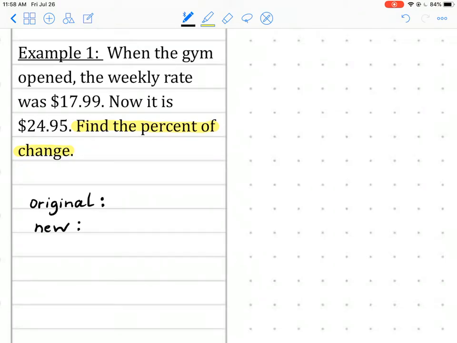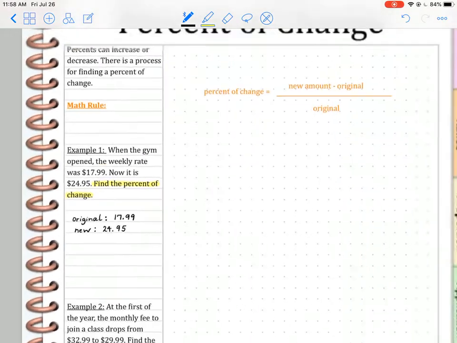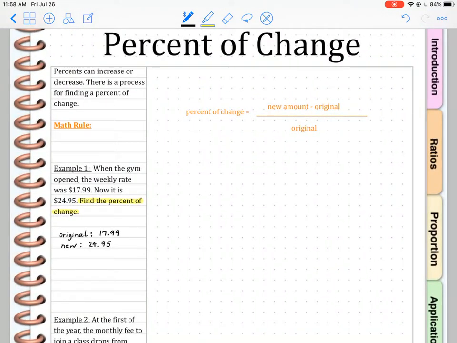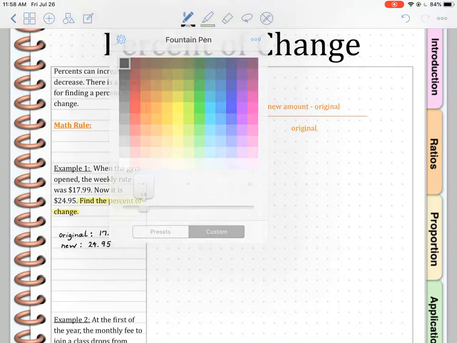So let's think about when we went to the gym when it opened. What was the price per week? That would have been the original, and that was $17.99. The new price is $24.95. So would you agree with me that this percentage has increased? This is a percent of increase. But to do the problem, you must have this formula, and I'm going to copy it right down here.